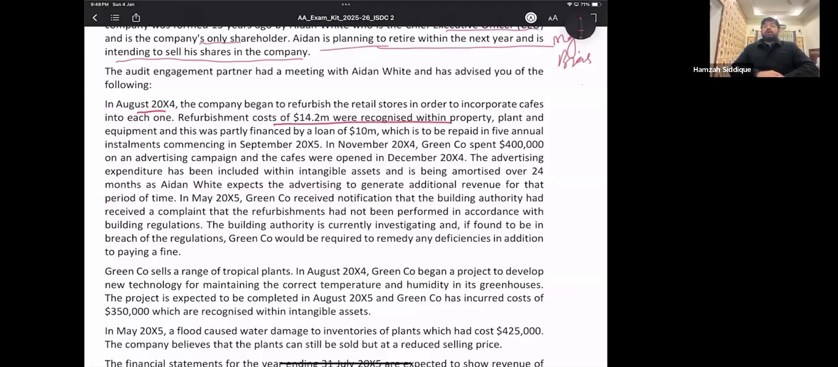So 14.2 billion were recognized in property, plant, equipment. So refurbishment, the third risk. It may include some repair and maintenance cost, which should actually be expensed, but the company may have capitalized it. So what is the impact? Cost understated, property, plant, equipment overstated, and profits overstated.